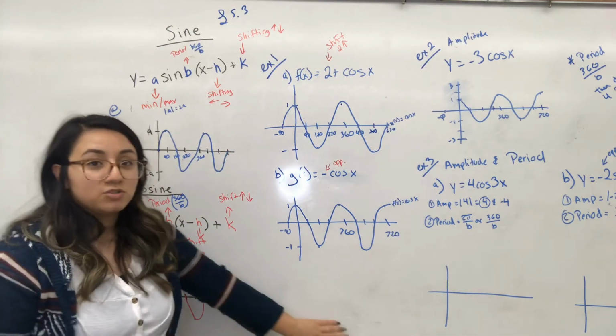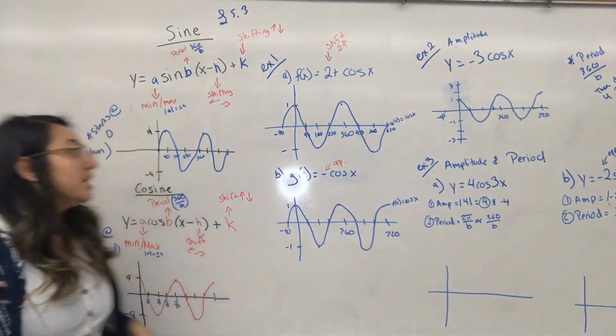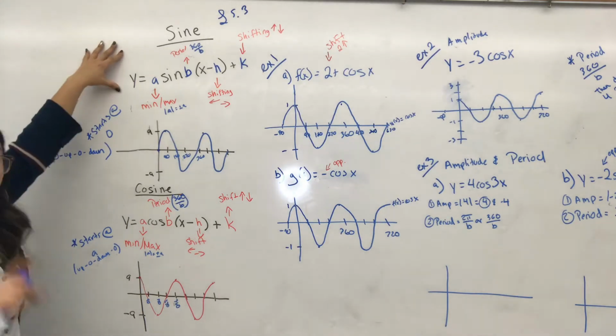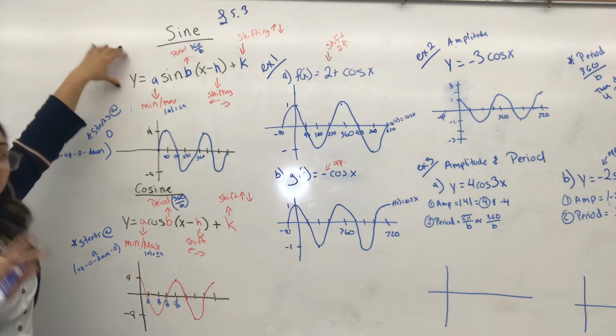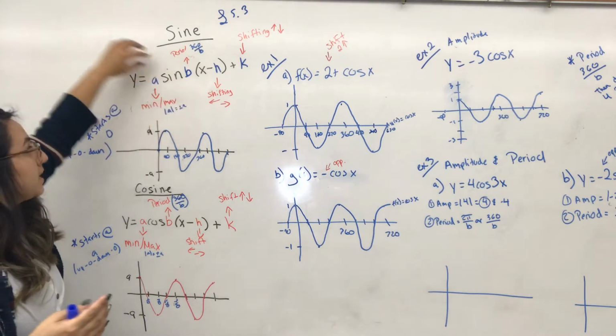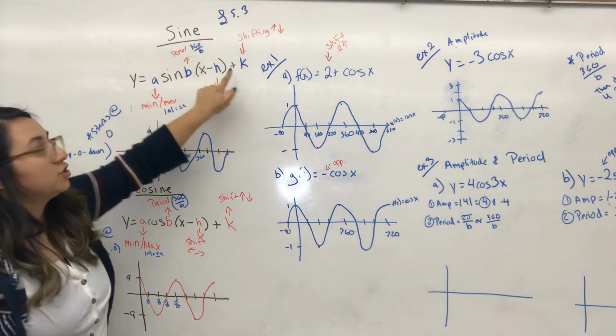If you don't remember, we had to draw on the walls. We actually did the tangent ones where we drew it all against the walls. But here we're dealing with sine and cosine. So if you can see here, sine. The most important parts of these, it's slightly different from the book, but this is what we use for Algebra 2. We have a sine of b times x minus h plus k.